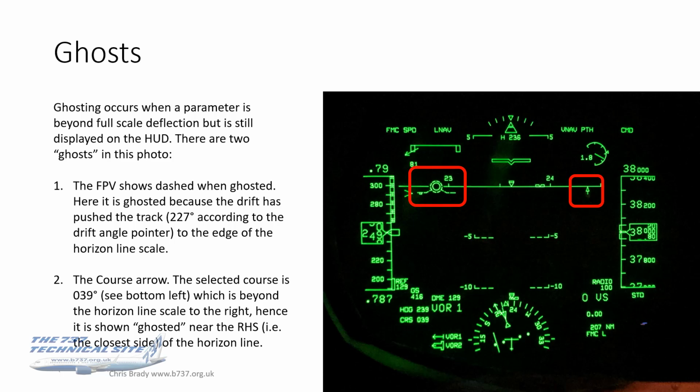So it's dotted. The course arrow is the other one, the same as in the previous example. Selected course is actually 039, as you can see from the bottom left of that display. It's beyond the horizon scale to the right, hence it's shown ghosted near the right-hand side. So it goes toward the closer side of the horizon line to where it's off scale from. So there you go, that's ghosts. Who knew?